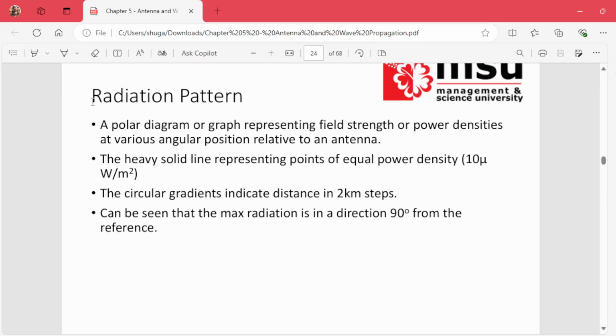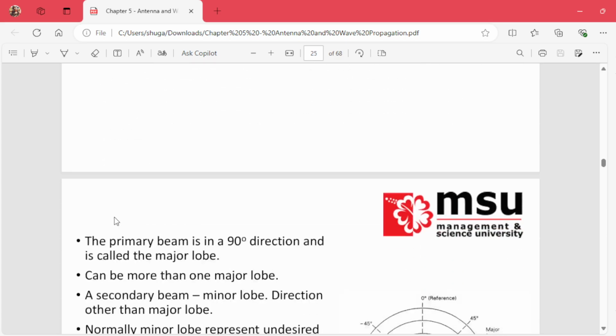Let us go through the radiation pattern. A polar diagram is a graph representing field strength or power densities at various angular positions relative to the antenna. The heavy solid line represents points of equal power density, 10 microwatts per meter squared. The circular gradient indicates distance in 2 kilometer steps, and it can be seen that the maximum radiation is in a direction of 90 degrees from the reference.